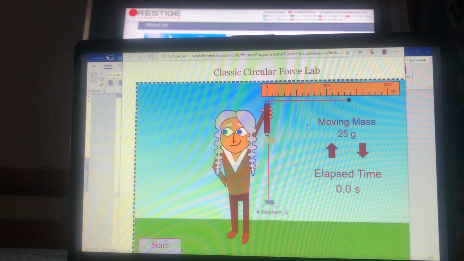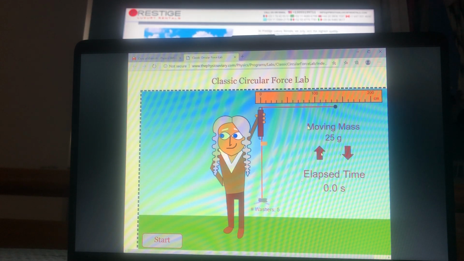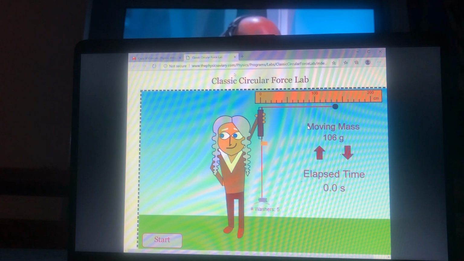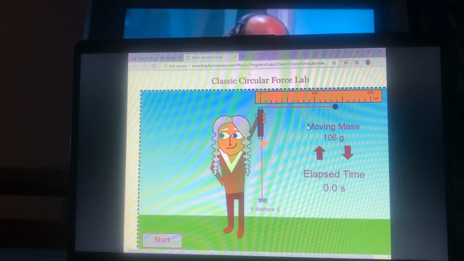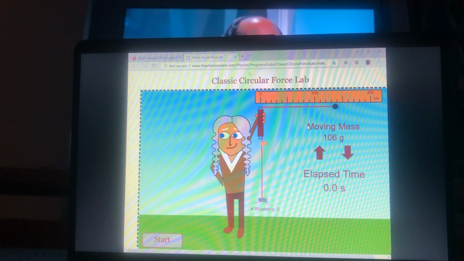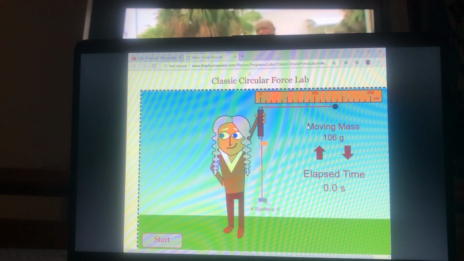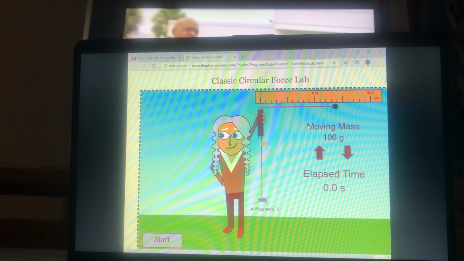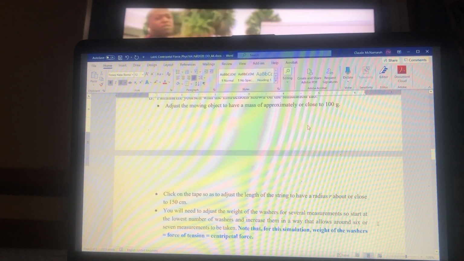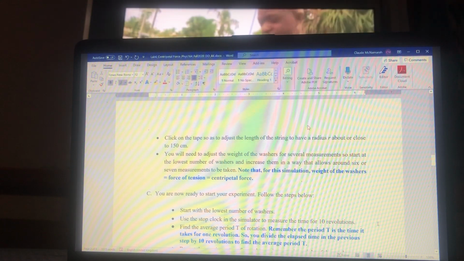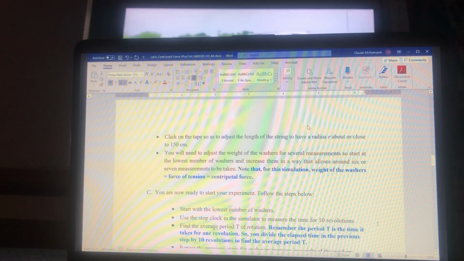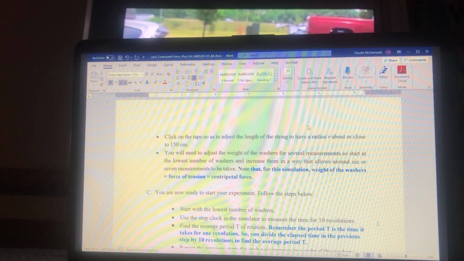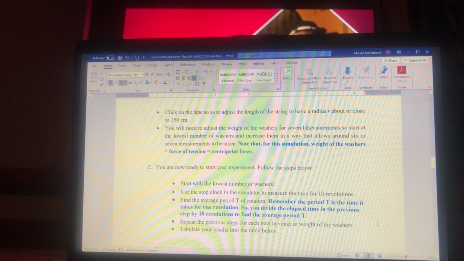So this up and down arrow will change the mass of the ball. So you want to change the mass of the ball to about 100 grams. And click on the tape so as to adjust the length of the string to have a radius R about or close to 150 centimeters.